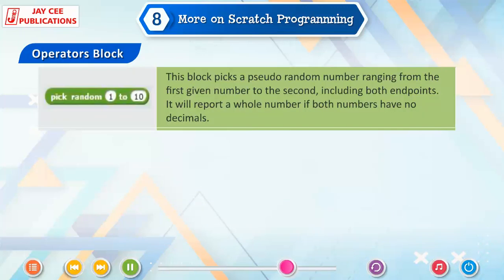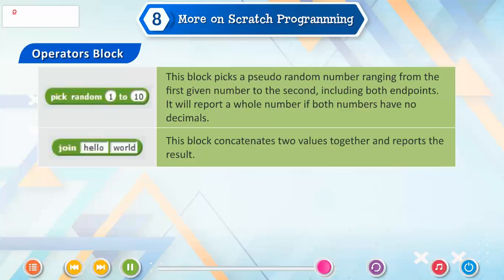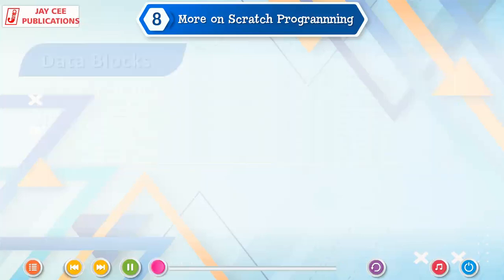This block picks a pseudo-random number ranging from the first given number to the second, including both endpoints. It can report a whole number if both numbers have no decimals. This block concatenates two values together and reports the result.